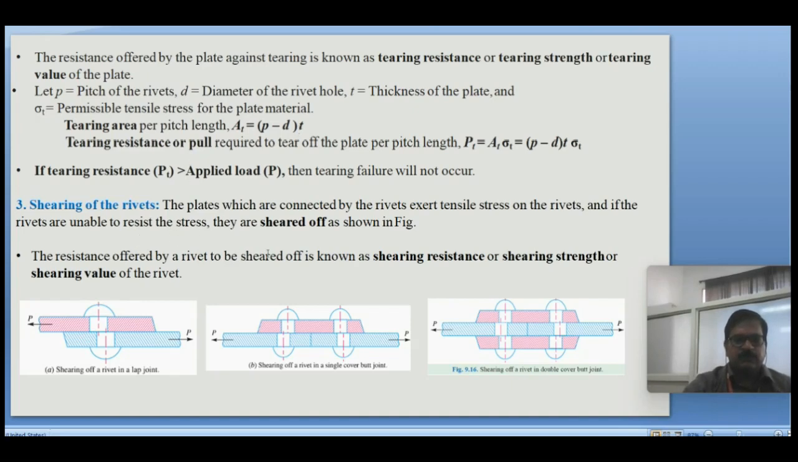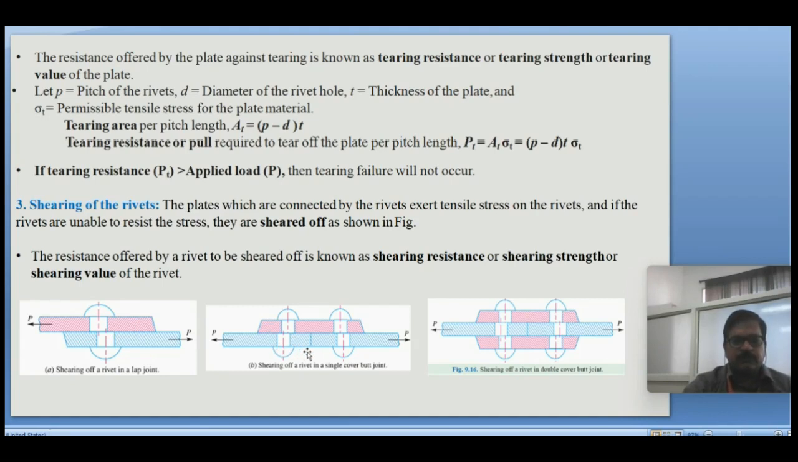Next, shearing of the rivets. This is the second mode of failure. When the plates are joined like this and they are being pulled away, they are displacing the rivet shank like this. So the upper portion is moving towards left and the lower portion is moving to the right. The resistance applied at the junction, that is the area of the rivet's cross section, will be the resisting area.